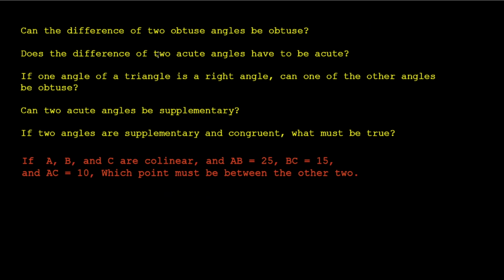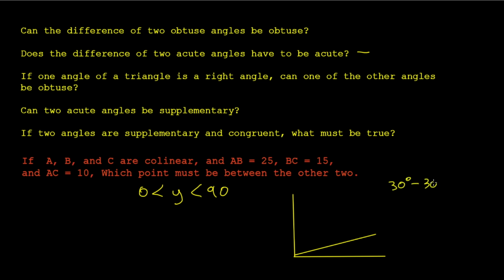Next, does the difference of two acute angles have to be acute? Well, an acute angle is greater than 0 and less than 90. So let's also draw this. An acute angle is less than 90. So the difference of two acute angles has to be acute. It cannot be greater than 90. The one exception to this would be, let's say I have a 30-degree angle and a 30-degree angle. Those subtract to 0 degrees. So that is not an angle at all. But in general, yes, the difference of two acute angles has to be acute.